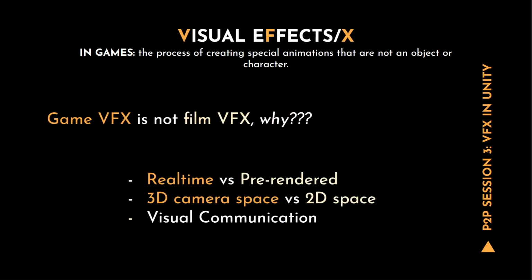Visual effects in games are not similar to film VFX. Why is that? Because in games, we actually use real-time versus pre-rendered effects, which means it's going to be more computer intensive in terms of how it's running. We also use a 3D camera space instead of a 2D camera space. In films, you only see a flat screen, and you only see the explosions on a flat plane, right? But in visual effects in a game, you have to make sure that the camera space lets you rotate around it and see the effects through.